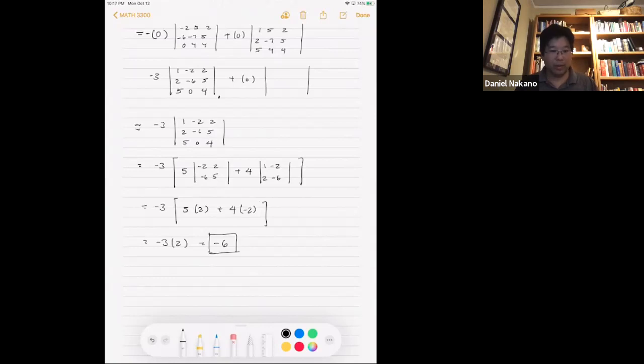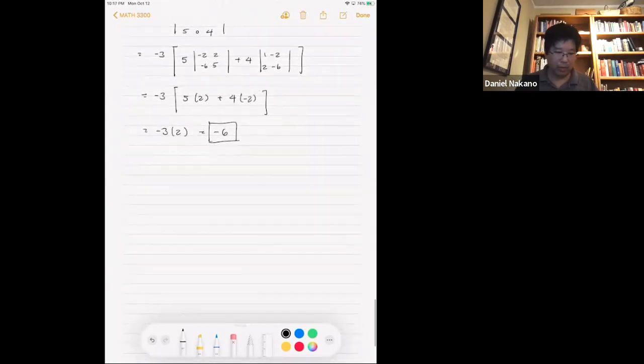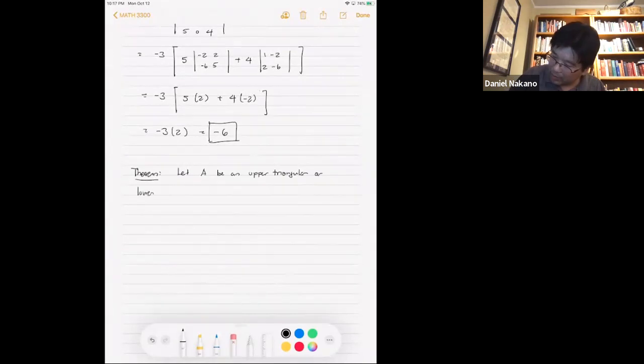Okay, so let me end by looking at an upper triangular matrix. So here's the theorem. Let A be an upper triangular or lower triangular matrix.